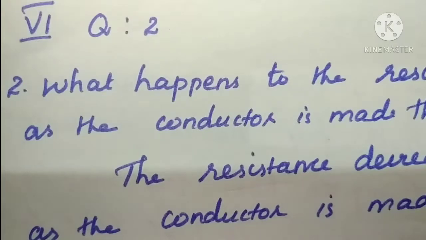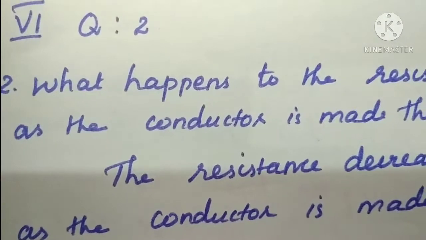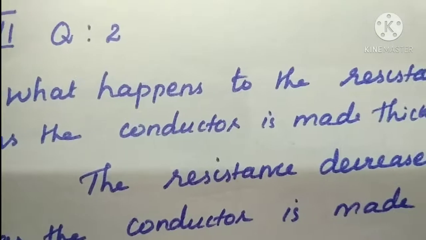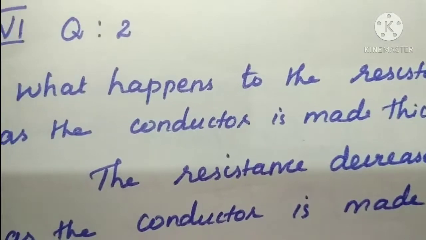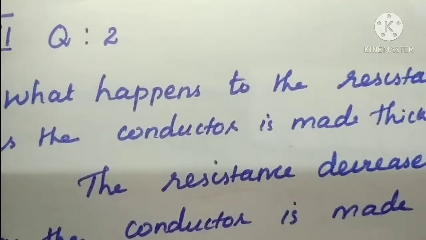Students, now you have to take your book and mark the question answers. In Roman numeral 6, we already marked 2 questions, isn't it? The first question and fourth question we marked already. Now the remaining 2 questions, question number 2 and 3, are not given in the book properly, so you have to write them down in your note. The second question, Roman numeral 6, question number 2: What happens to the resistance as the conductor is made thicker?